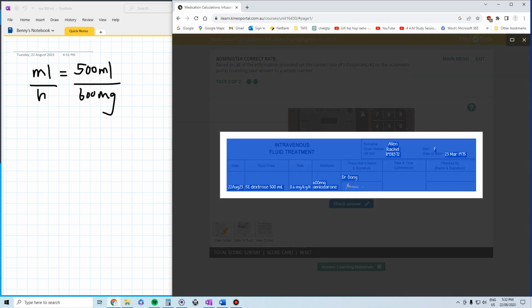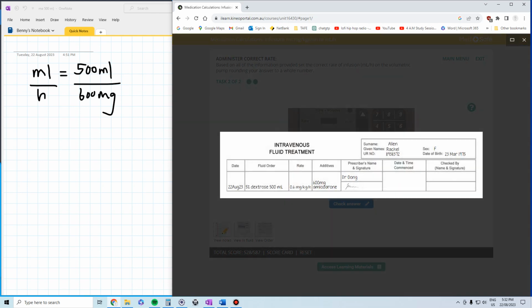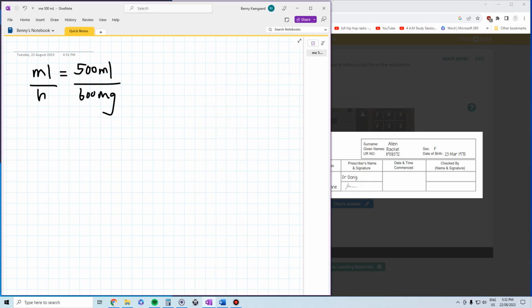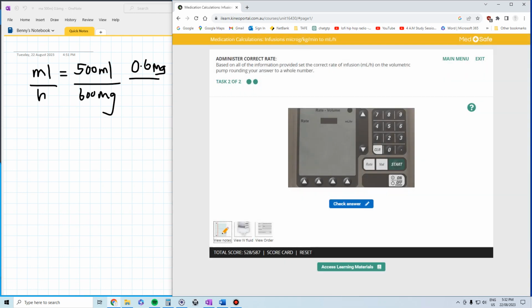We've got a rate of 0.6 milligrams per kilo per hour, so we'll write that down. Might be wrong here, but we'll just write it down and we can fix it in a sec, and I'll show you how to do that. And here's 68 kilos.